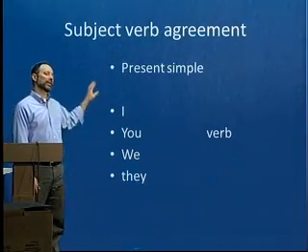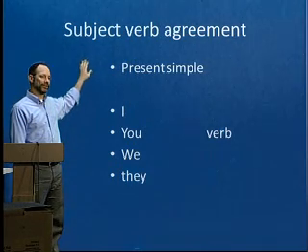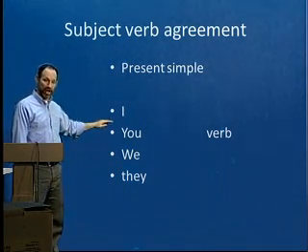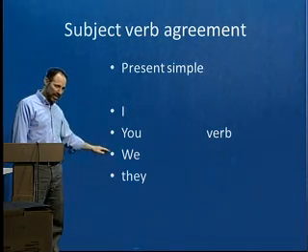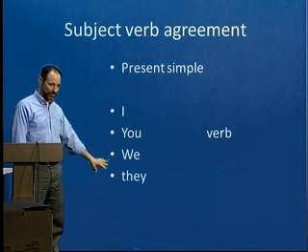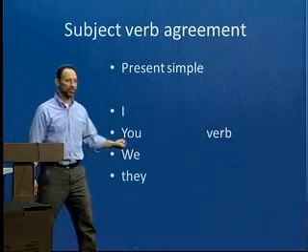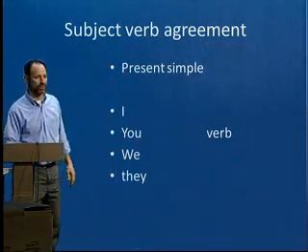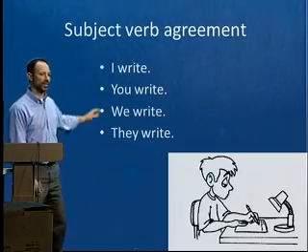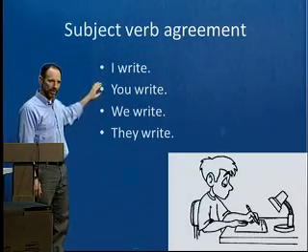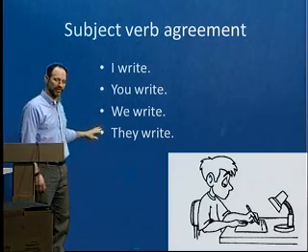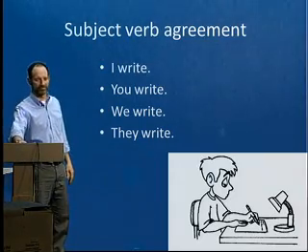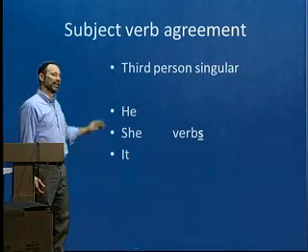So if we think of present simple subject-verb agreement, for subjects I, you, we, or they, for all of these, we just put the verb. We don't have to make any changes to the verb. For example, I write, you write, we write, they write. I don't have to change the verb at all for those.